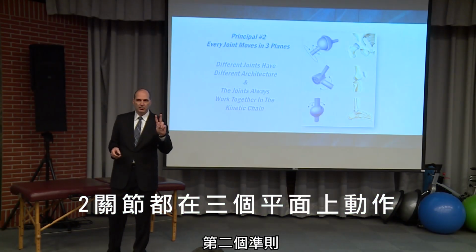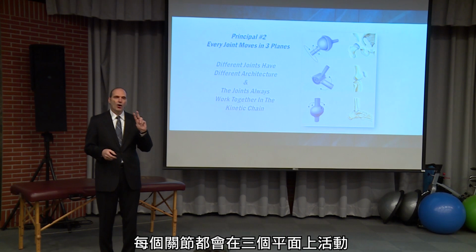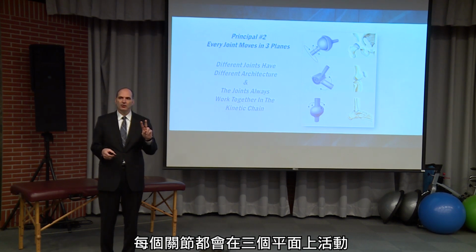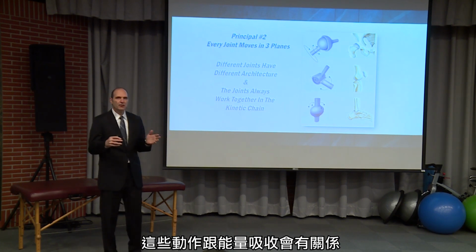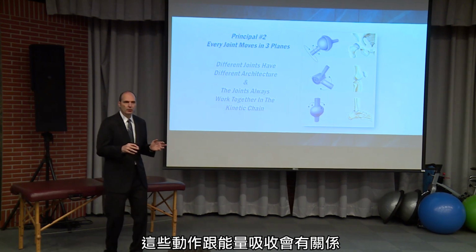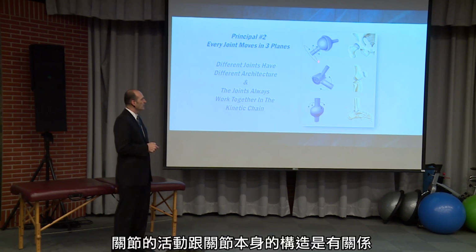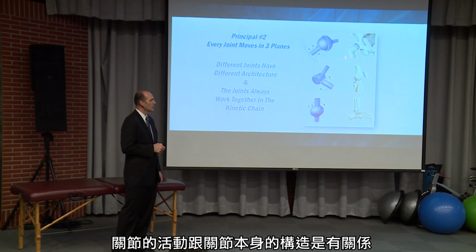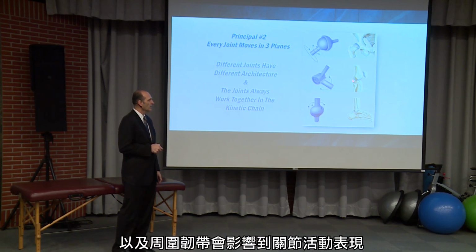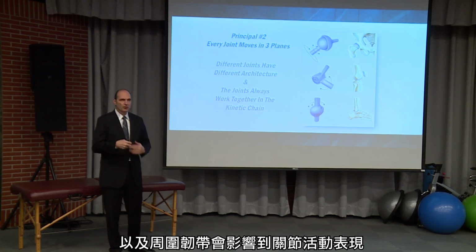So, the second principle is that all joints move in 3 planes. These joints have to absorb the energy, and they all have different characteristics about how they can move to absorb the energy. That's going to be determined by their structure, the architecture of the joint. Everyone is different. And the ligaments that connect the bones to each other.